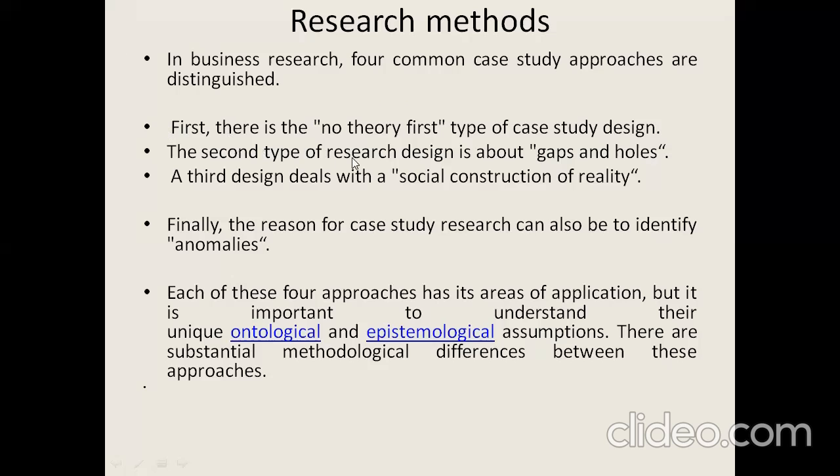The second type of research design is about gaps and holes. What are the gaps of information? What are the holes of information? You have to consider that. The third design deals with the social construction of reality, right? What kind of false beliefs come from tradition to tradition, generation to generation? We should not believe in that, because the case you are going to study may be a novel one and nobody has defined it before. So we need to understand the social construction of reality, right?